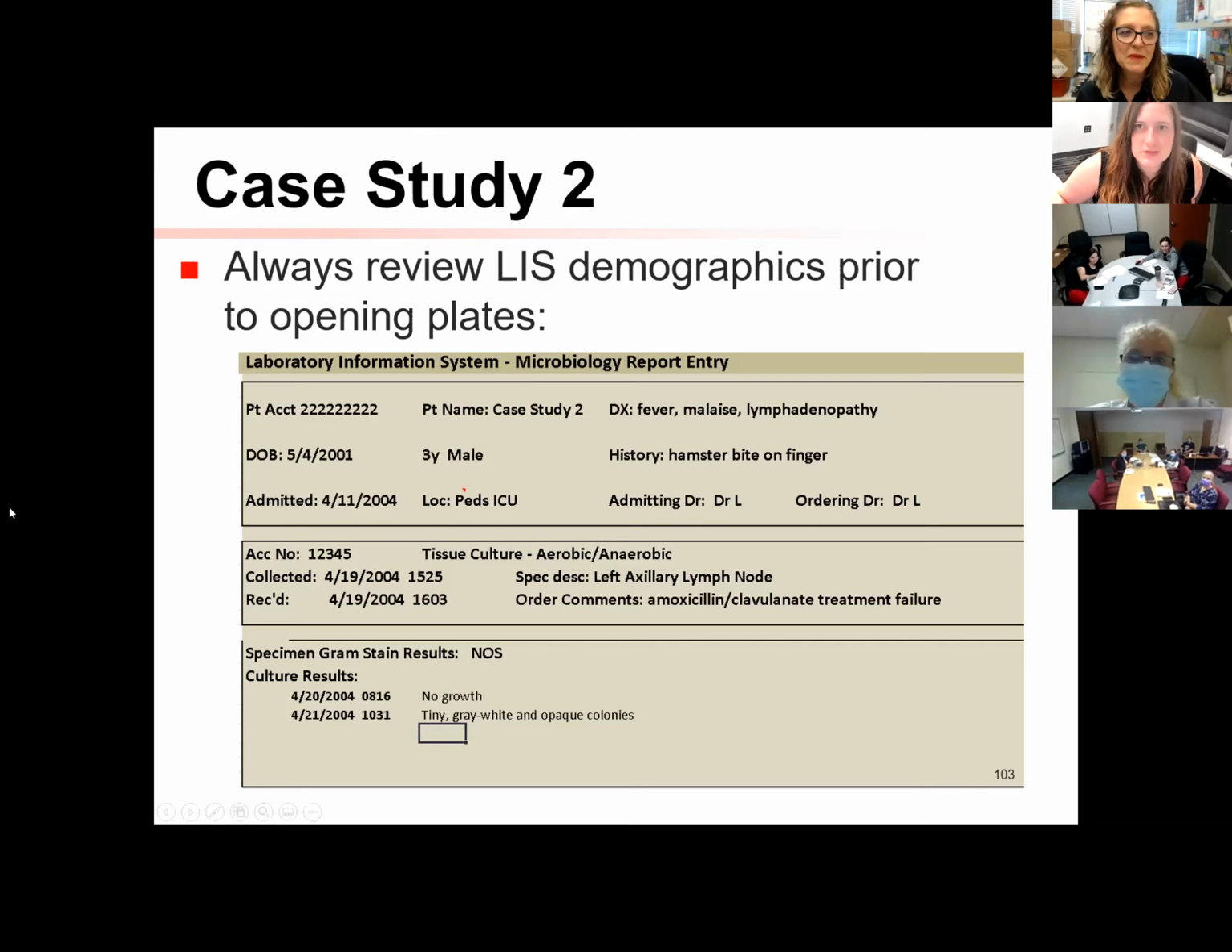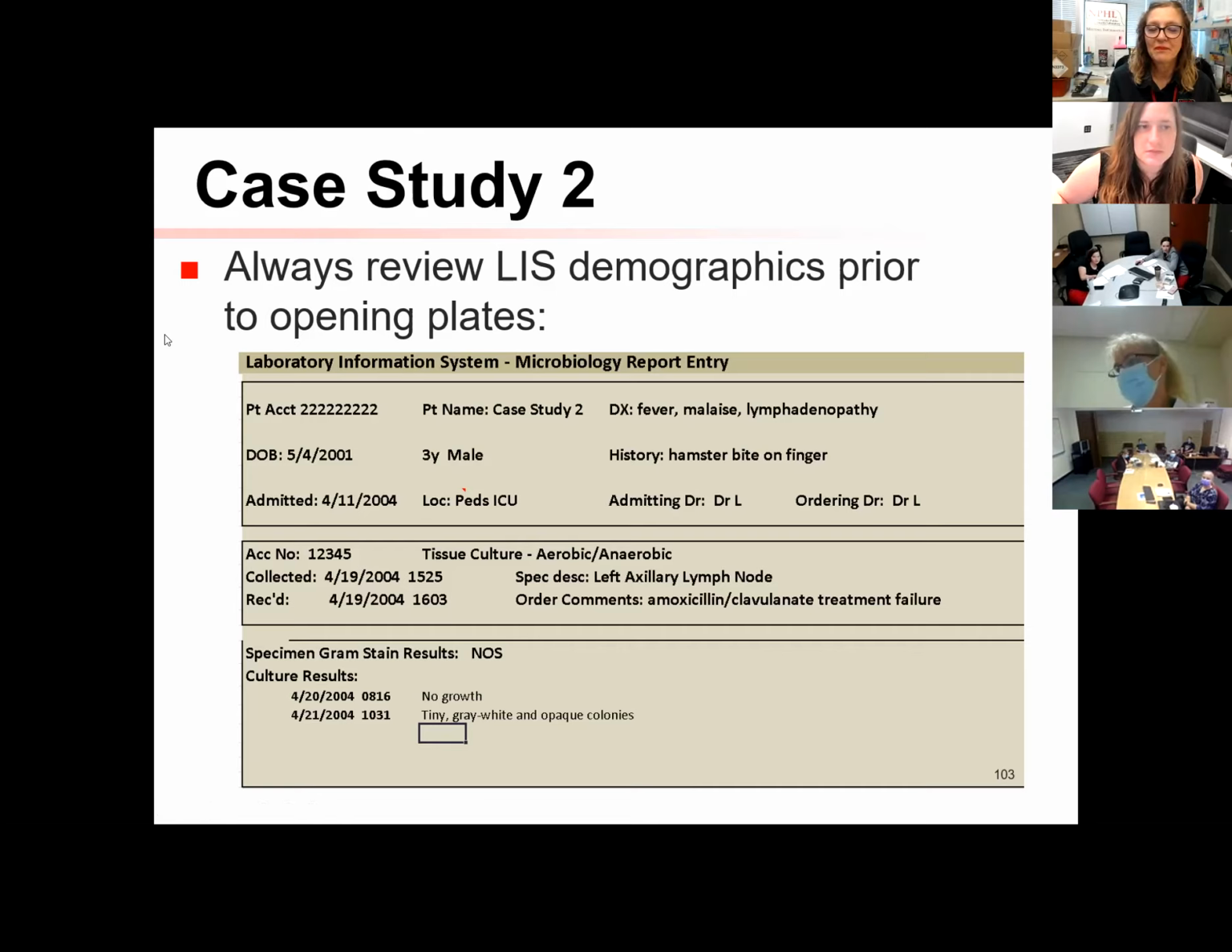Or put it into chat, because whoever said something, I couldn't hear them. Thank you. So Marnelli says it's a hamster bite, tiny gray white colonies. Yes, that's definitely one trigger point. What else might be a trigger point?